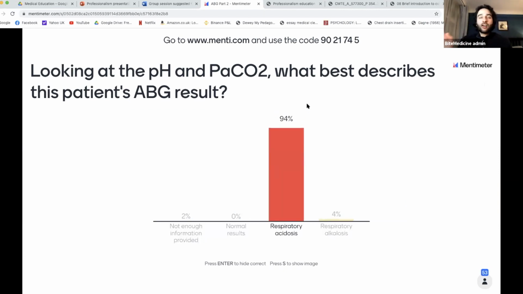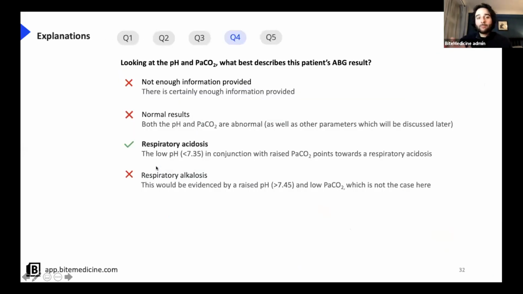Fantastic. Either you all knew this already or I'm actually teaching you something. Either way, I'm very, very happy. Almost 100% of you said respiratory acidosis. Perfect. That low pH combined with that raised PaCO2 points towards respiratory acidosis. Lovely.